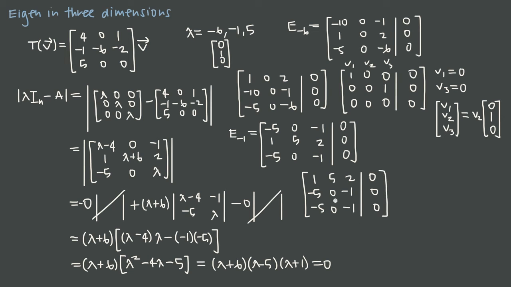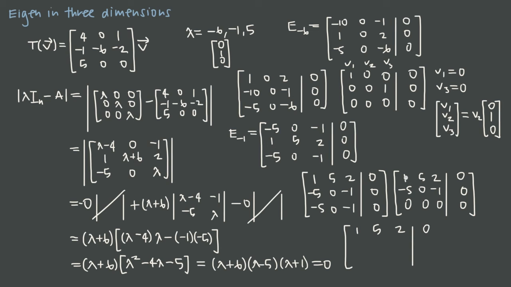Here what we notice is that we have duplicate rows. So if we subtract one from the other, we can subtract the second row from the third row to replace the third row. When we do, of course, we'll get 0, 0, 0, 0 along the bottom. We can go ahead and add 5 of the first row to the second row. We'll get 5 times 1 is 5, plus a -5 is 0. 5 times 5 is 25, plus 0 is 25. 5 times 2 is 10, plus a -1 is 9. 5 times 0 is 0, plus 0 is 0.